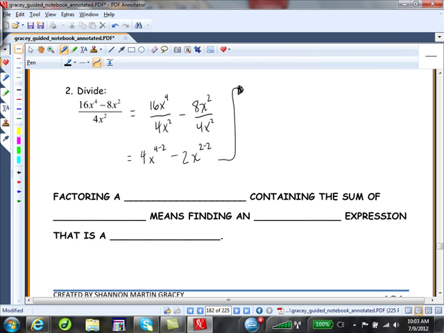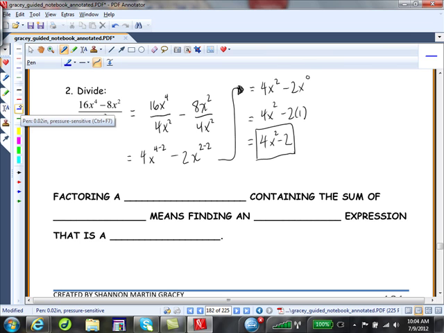And then coming up here, we will have 4x squared minus 2x to the 0, which is 4x squared minus 2 times 1. Remember, anything to the 0 power is 1. So we get 4x squared minus 2. So how'd you do? Great. I knew you could do it. All right, on with the show.